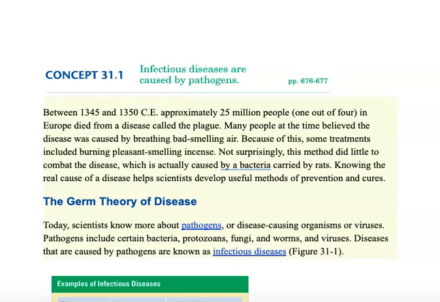This is concept 31.1 of your online book titled Infectious Diseases Are Caused by Pathogens.